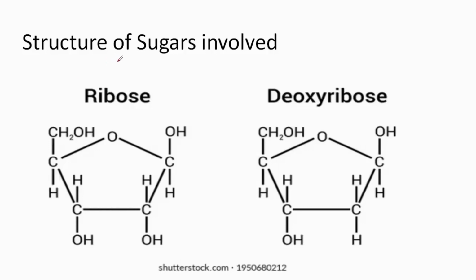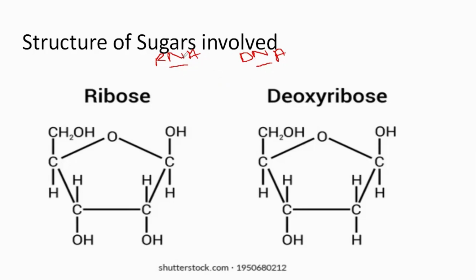All right, guys, so we'll be talking about structures of sugars that are involved in the synthesis of nucleotides. So we have two types of nucleotides. We have nucleotides which make up RNA, and we have some nucleotides which make up DNA. So both are macromolecules, but both have the monomer or the basic subunit as nucleotide. So each is made up of nucleotides.